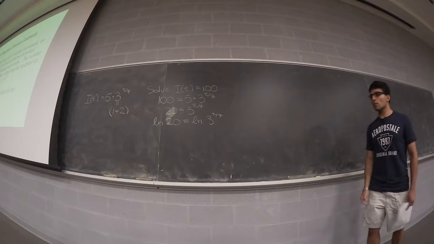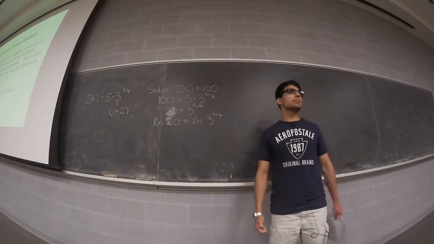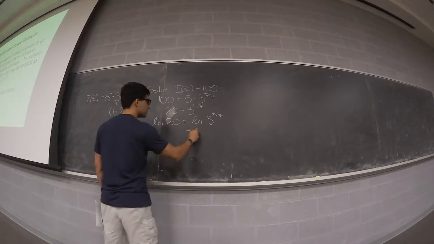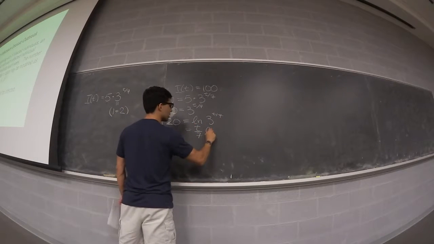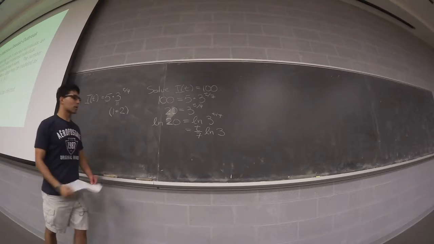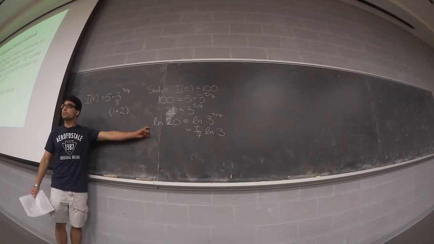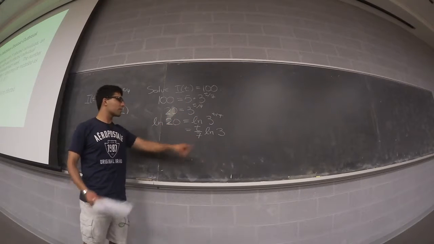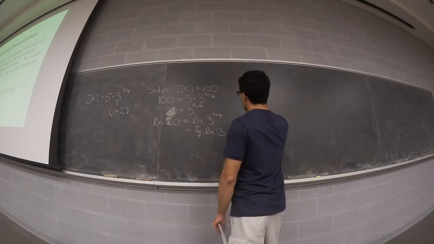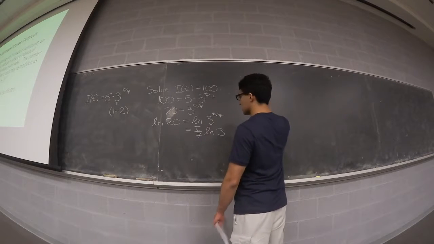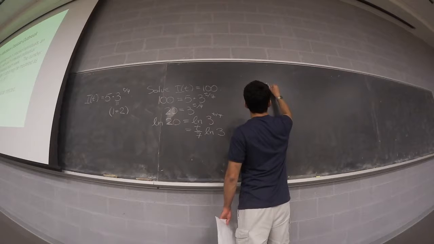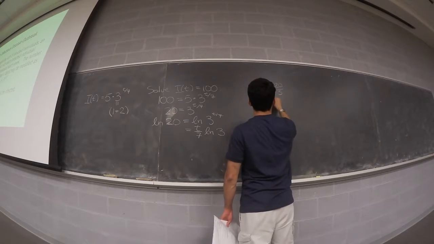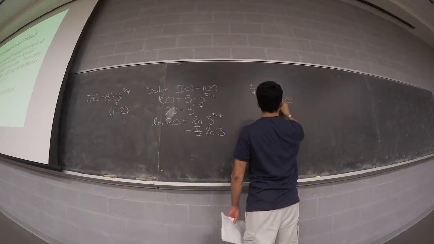And then what happens? T over 7 comes down. Does that make sense? So whenever you want to solve something like this, you take the log on both sides, the exponent plops down like that, and then you can just solve for t. So t over 7 is equal to ln 20 over ln 3, or t is equal to 7 ln 20 over ln 3.